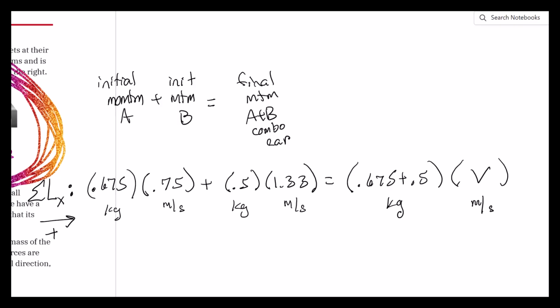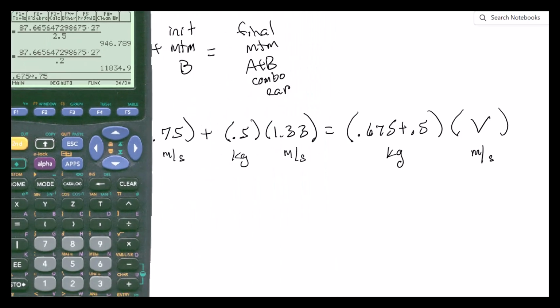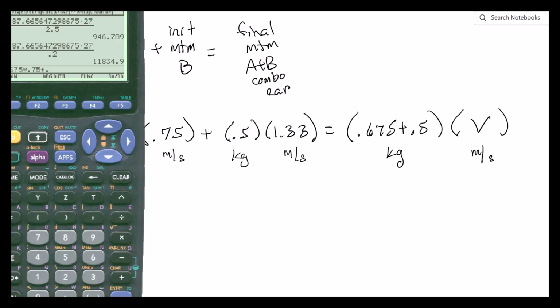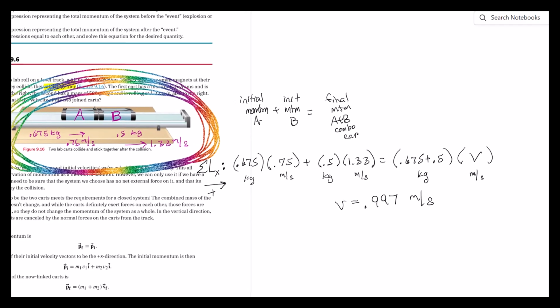Okay, so the math isn't that bad, it's the concept. And please resist the temptation to not learn anything, plug stuff in, and hope nobody notices. It's a terrible idea. If you're just using equations, you might make it through physics 1, but nothing past that. Okay, the velocity is 0.997 meters per second.